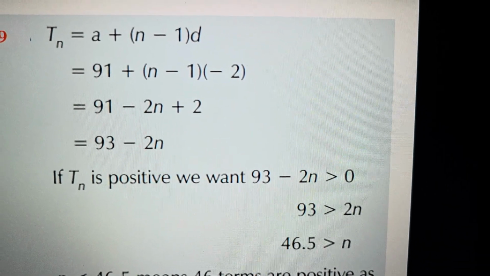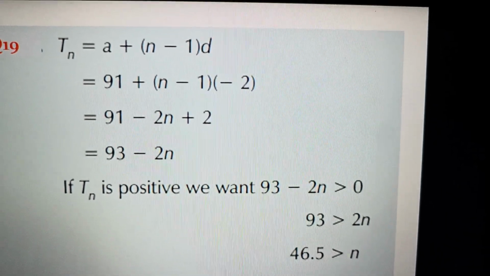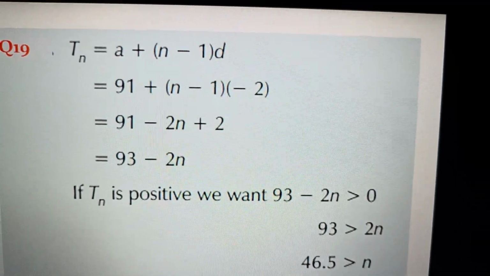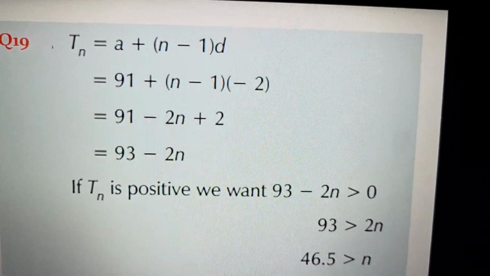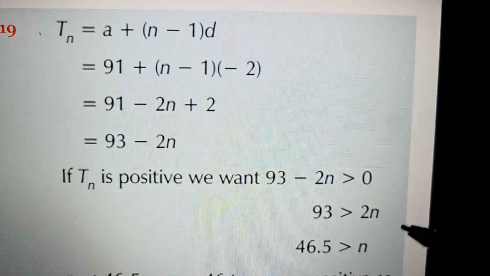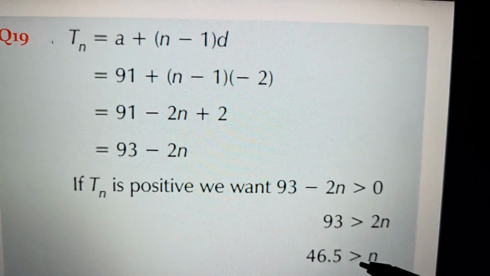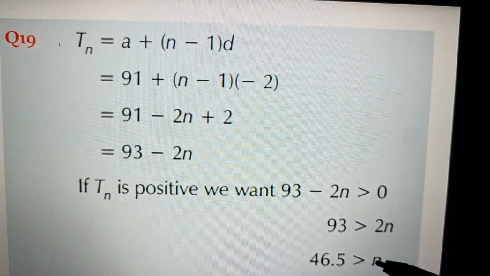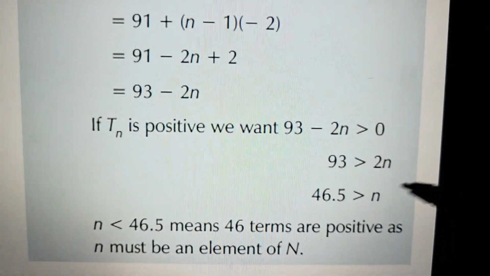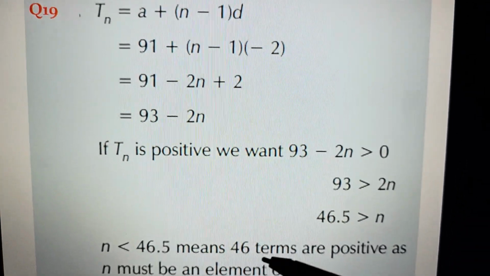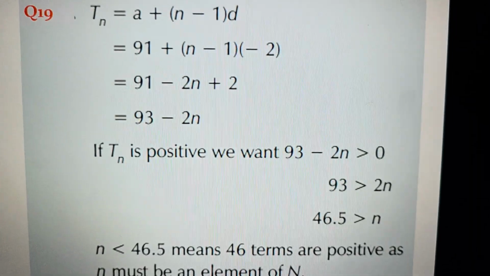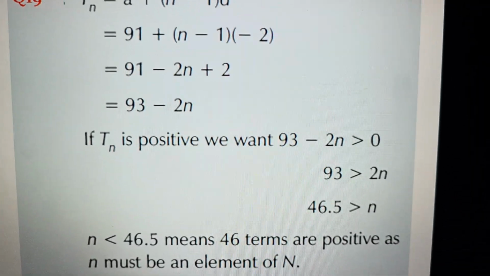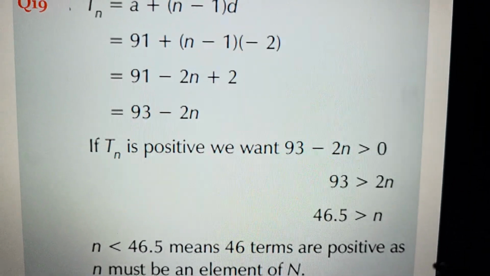Remember, n has to be a positive whole number because it represents a term in the sequence. So it could be term 5, it could be term 30, right? So it has to be a positive whole number. So if n is less than 46.5, then the largest n could possibly be would have to be 46. Okay? So the first 46 terms in that sequence are all positive. The 47th term would end up being negative.